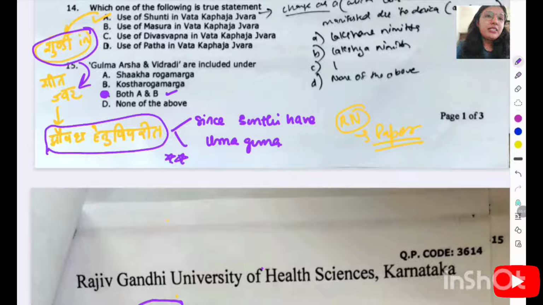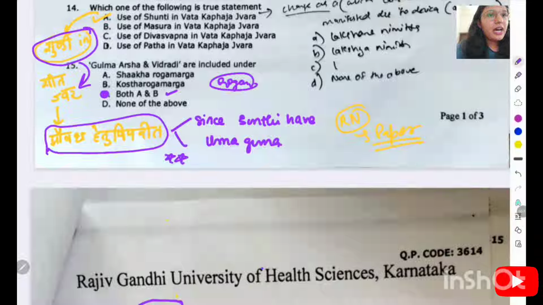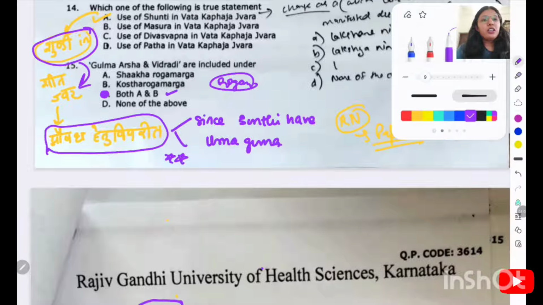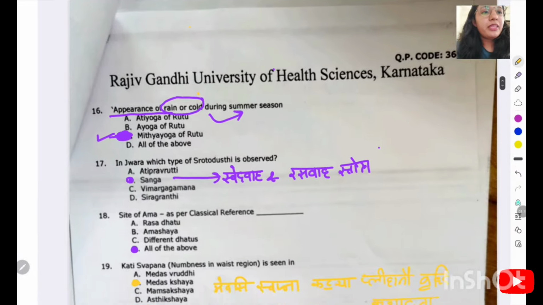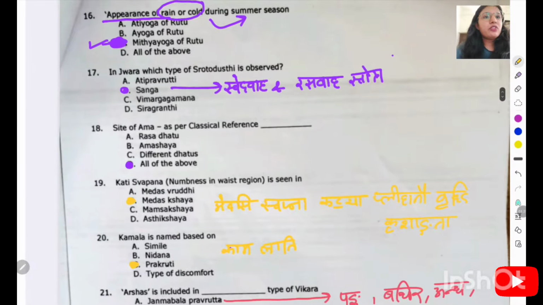The next question is from your Roga Marga topic, and from Roga Marga it is asked whether Gulma, Arshas and Vidradhi are included. Actually there are a total of 5 diseases mentioned under 2 subheadings, that is Shakha as well as Koshtha, and they are Shvayathu, Gulma, Arshas and Vidradhi. These are the headings mentioned in both, so the right answer will be A and B option.